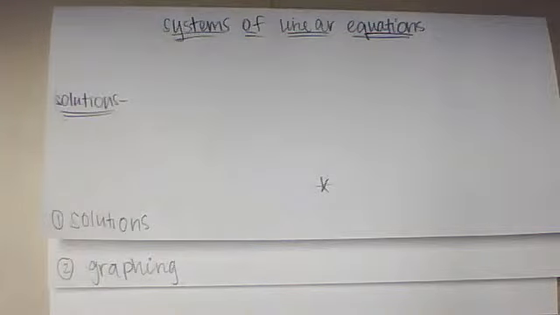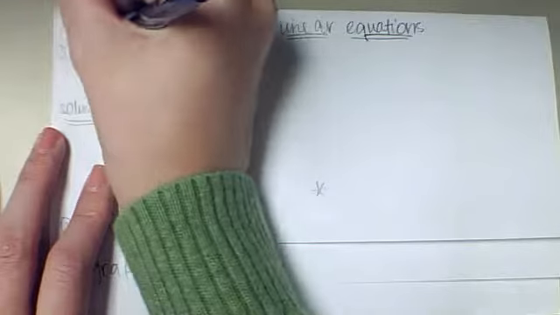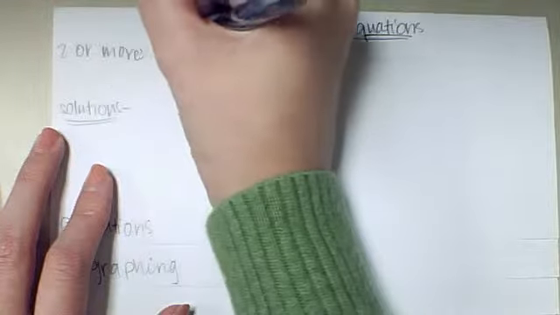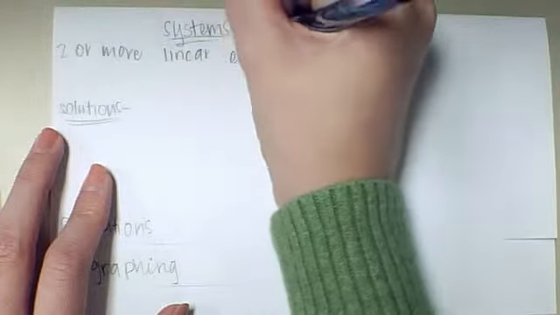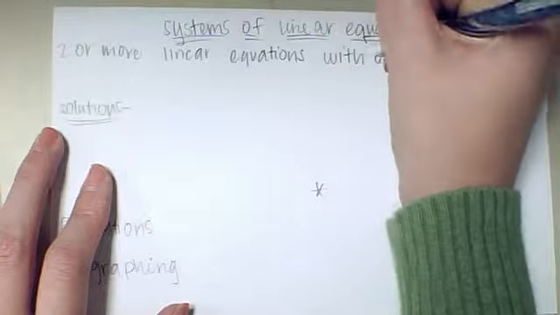In Algebra 1, we've started a new section on systems of linear equations. Today we're going to talk about the topics of solutions and graphing. First, let's get a definition. A system of linear equations is two or more linear equations with two or more variables.